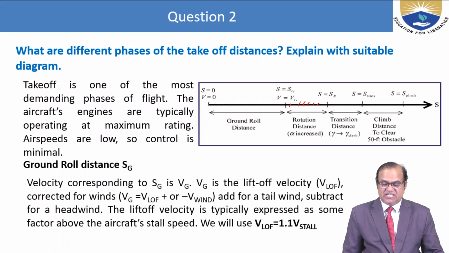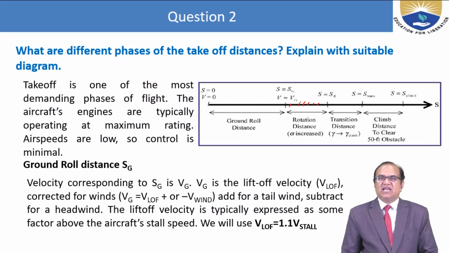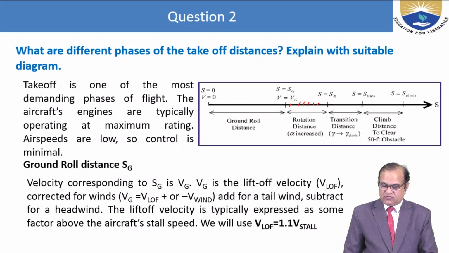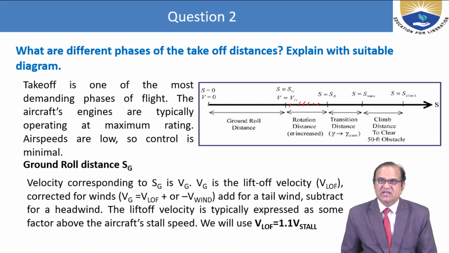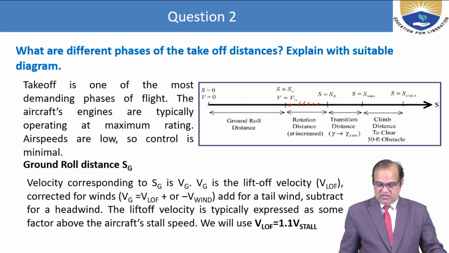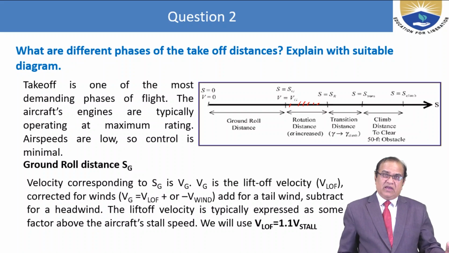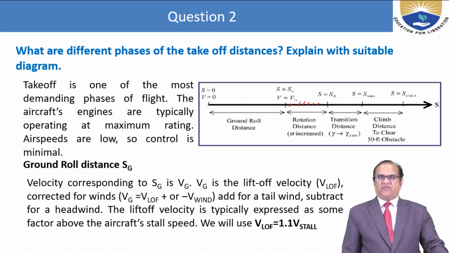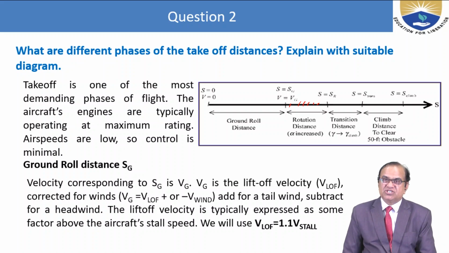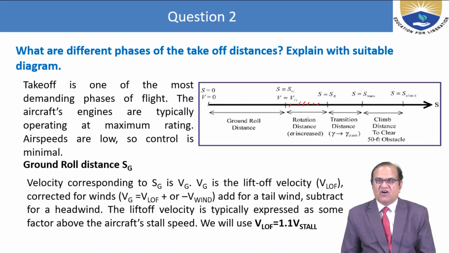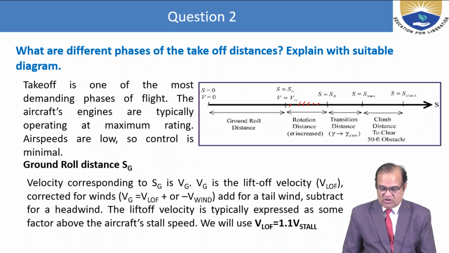Then only it is assumed that the first one is the ground roll distance SG. The velocity corresponding to SG is VG. VG is the lift off velocity, that is V lift off, corrected for the wind, that is VG is equal to V lift off plus or minus V wind. Plus is for the tailwind, and for the headwind it is subtracted. The lift off velocity is typically expressed as some factor above the aircraft stall speed. We will use V lift off is equal to 1.1 V stall.